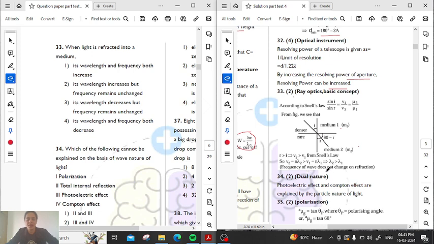In any medium, whatever refraction is going on, frequency does not change, only the wavelength changes. And the wavelength changes like this. So option number 2 is the correct answer. Wavelength increases, but frequency remains unchanged. Okay.